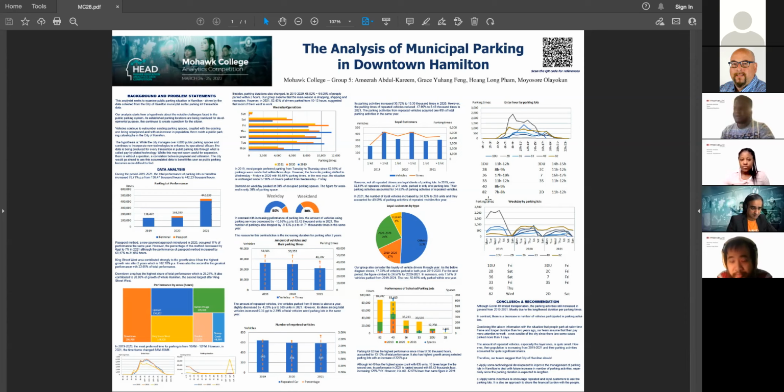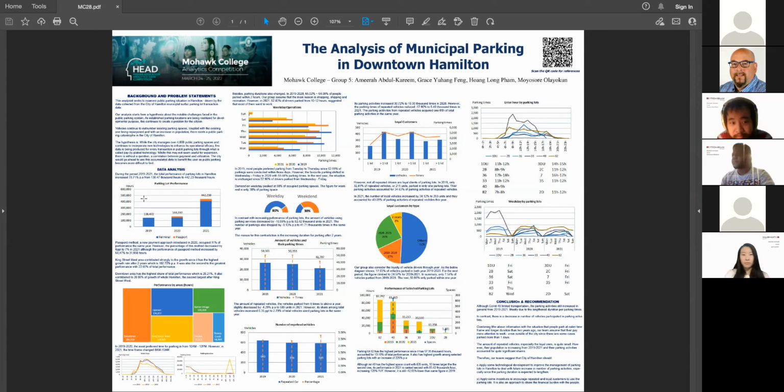So which of the graphs are you referencing? Sorry, I think it's in the first column of your poster at the bottom. This one? Okay.